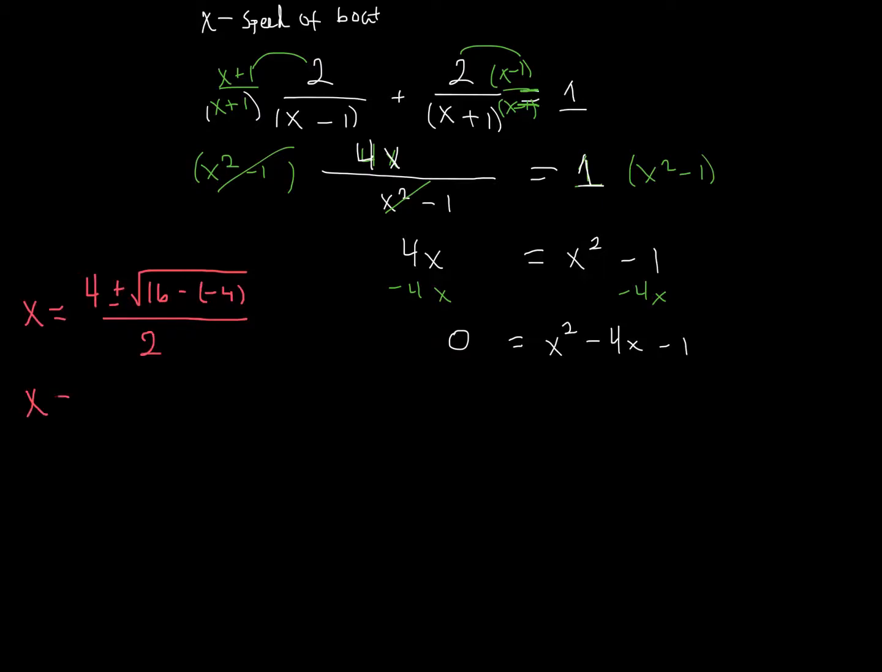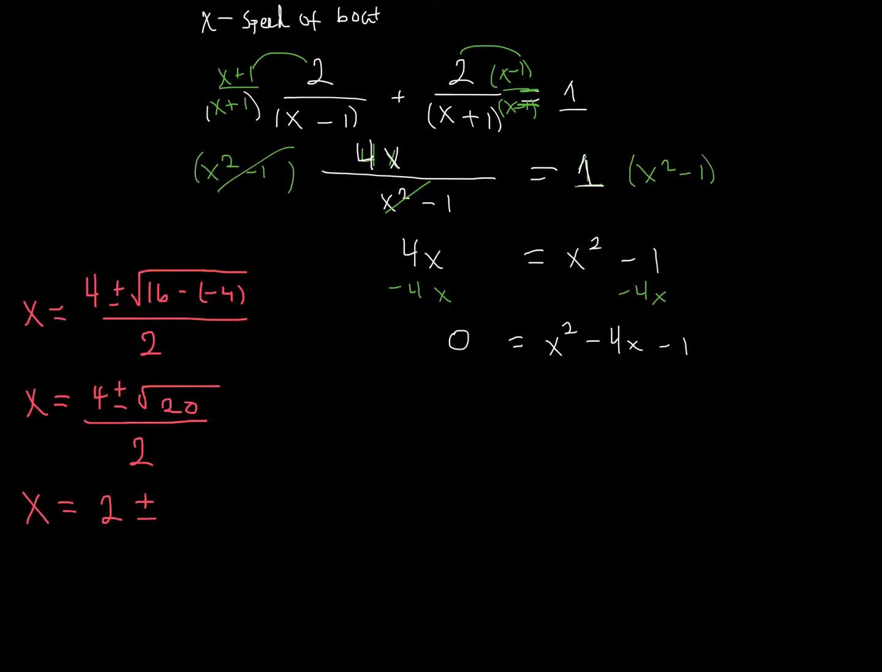So x is going to be equal to 4 plus or minus, and inside of my root I have 16 minus a negative 4, so that's going to be square root of 20, all divided by 2. I can simplify this a little more. X is going to be 4 divided by 2 is 2 plus or minus.